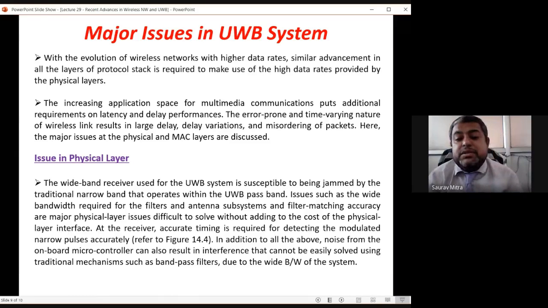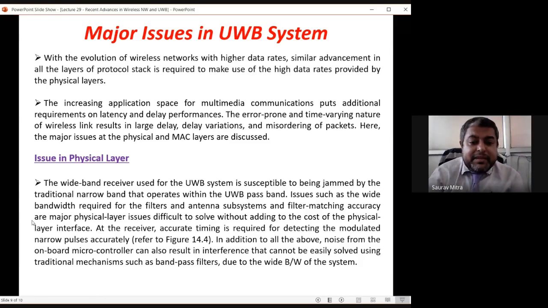That means we are supposed to design a special kind of ultra wideband system, a special kind of antenna, a special kind of filter, and special kind of other electronics for the ultra wideband system. For systems using narrowband, we cannot use ultra wideband over that, because if we try to use ultra wideband over narrowband hardware, the narrowband will get jammed. Secondly, using ultra wideband with narrowband hardware is not possible, because ultra wideband needs special filters and antenna subsystems, and this will add to the cost of the overall system.